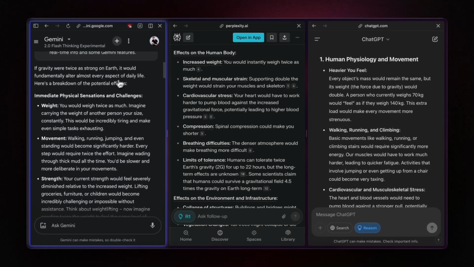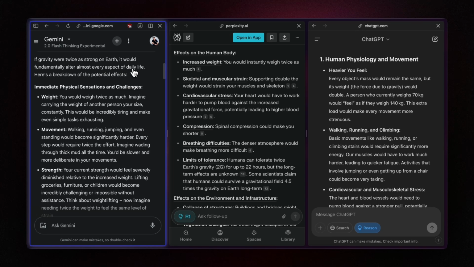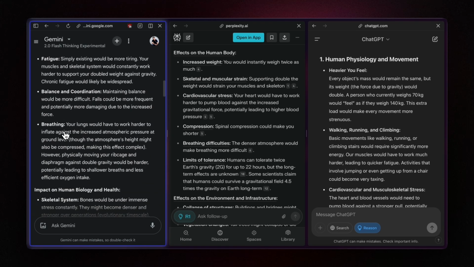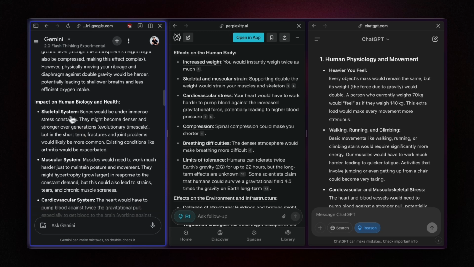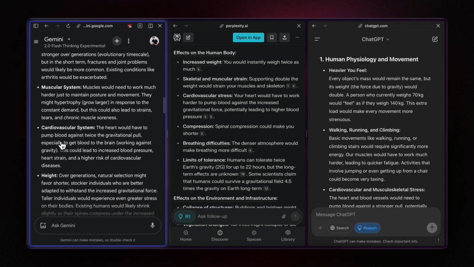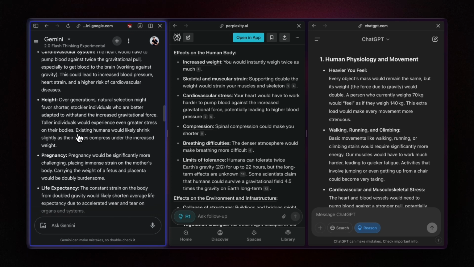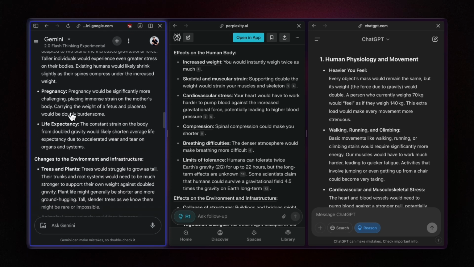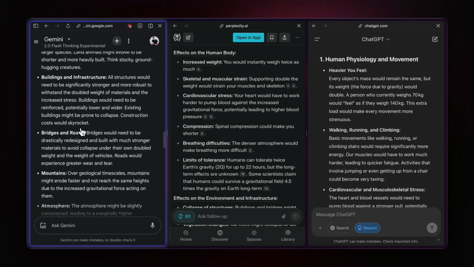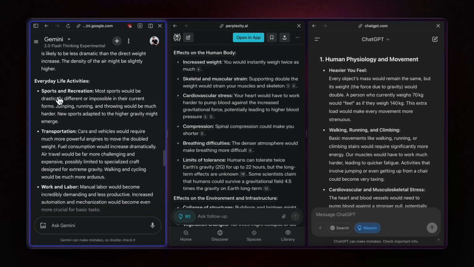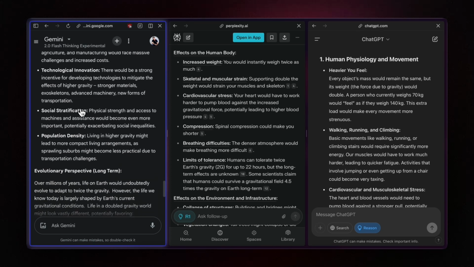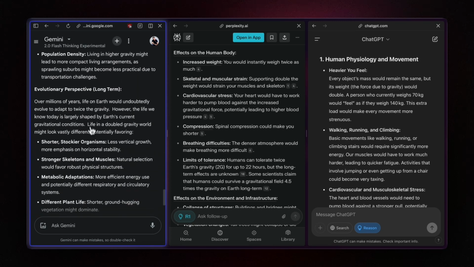If gravity were twice as strong on Earth, it would fundamentally alter almost every aspect of daily life. So immediate physical sensational changes: weight, movement, strength, fatigue, balance, breathing. Impact on human biology: skeletal systems would undergo immense stress because the gravity would change. Muscular system would change, cardiovascular system would change, height might become shorter because of changes. Pregnancy would be significantly more challenging. Life expectancy would change. Environment changes: trees, plants, animals, buildings, bridges, atmosphere. Everyday life activities: sports, transportation, work and labor, agriculture, household. Societal and economical impacts: disruption, technological innovation, evolutionary impact long term.